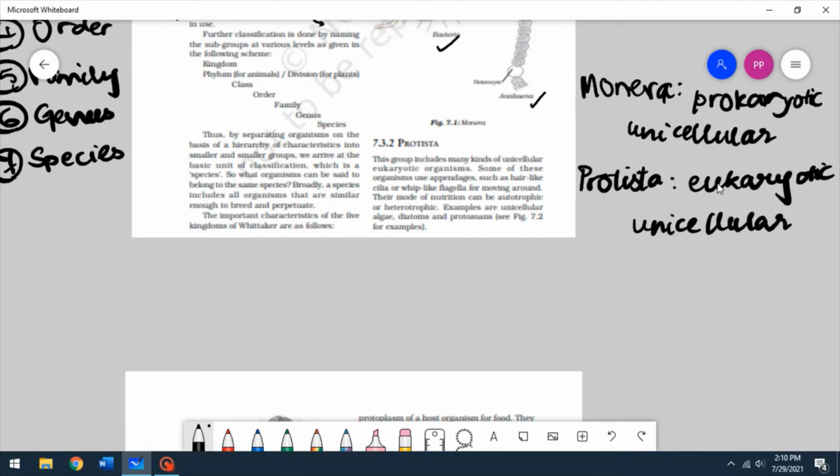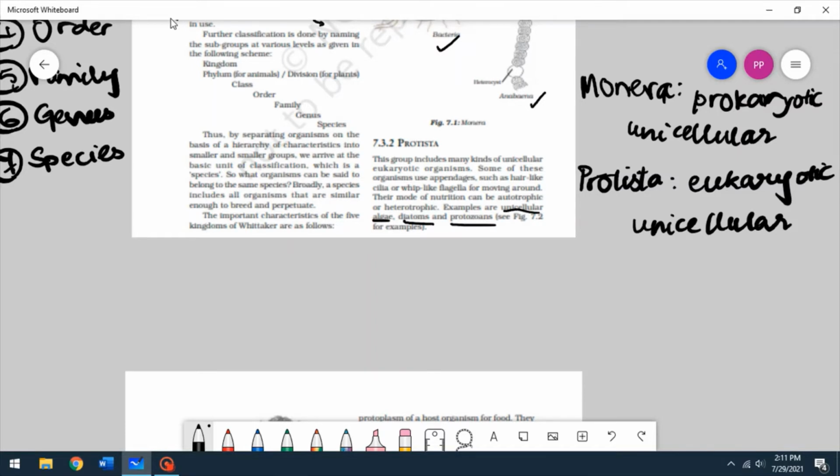So eukaryotic means that it has a well-defined nucleus and membrane-bound organelles. Some of these organisms use appendages like hair-like cilia or whip-like flagella for moving around. I like to think of them as accessories that help them move around. How humans have legs, how animals have limbs, these organisms have cilia or flagella for moving around, and their mode of nutrition can also be either autotrophic or heterotrophic. Examples would be unicellular algae, diatoms, and protozoans.